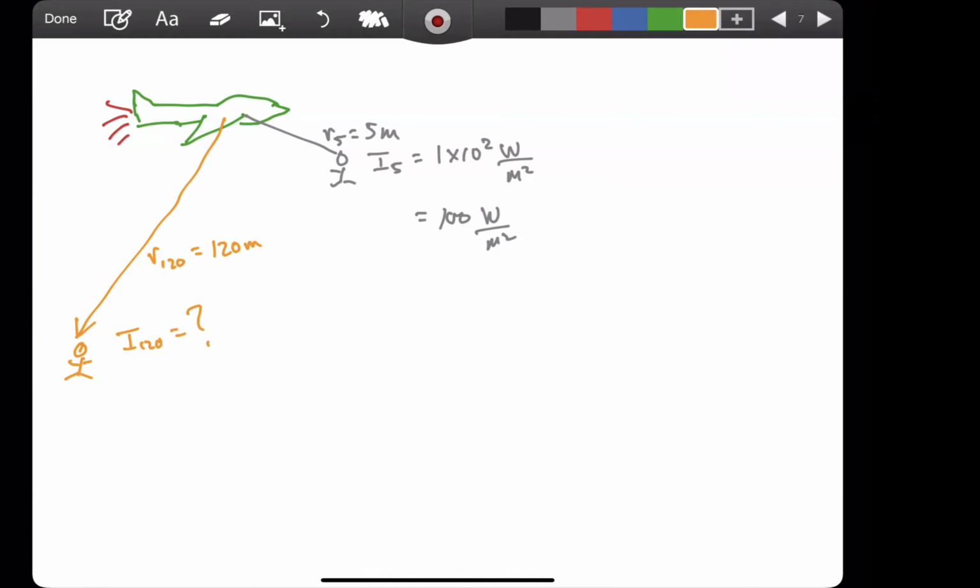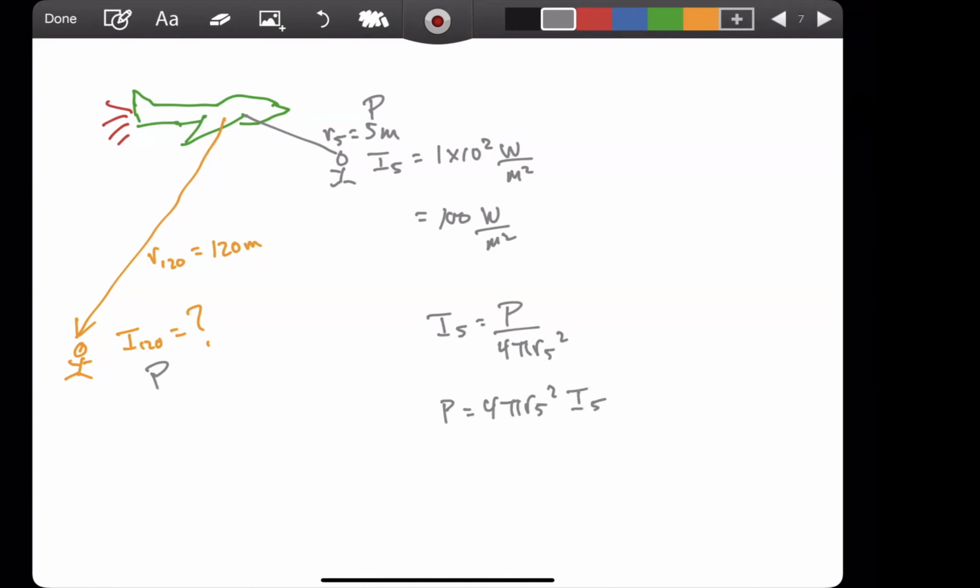As we just said, what has to be true is that the power at this location has to be the same as the power at this location. So ultimately, all that means is we can solve the first one for the power. In this case, we know that the intensity I5 is equal to the power divided by the surface area, which is going to be 4 pi R5 squared. So let's solve that for the power. My power then is going to be 4 pi R5 squared times the intensity at that point.